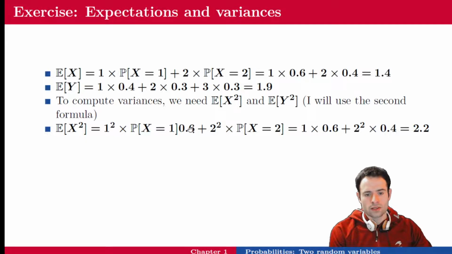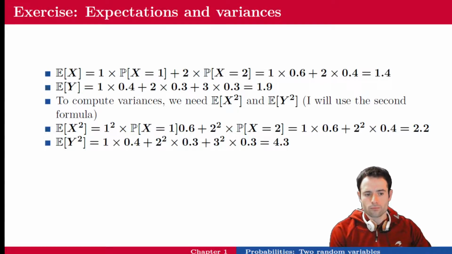Again, forget about this guy, delete it. The expectation of y squared equivalently will be 1 times 0.4 plus 2 squared times 0.3 plus 3 squared times 0.3. Same as here, but I take 1 squared, 2 squared, and 3 squared. And that gives me 4.3.